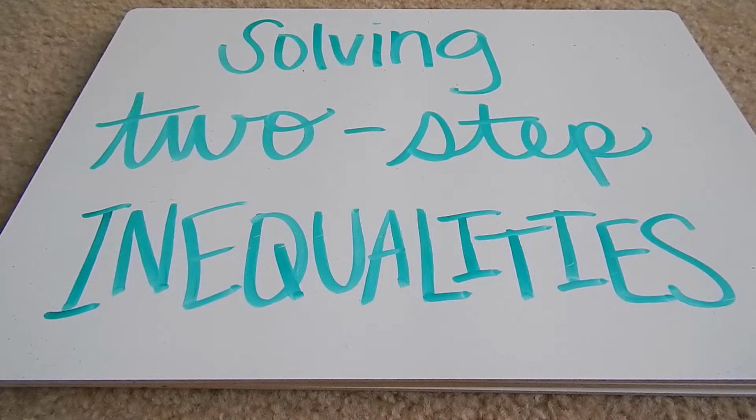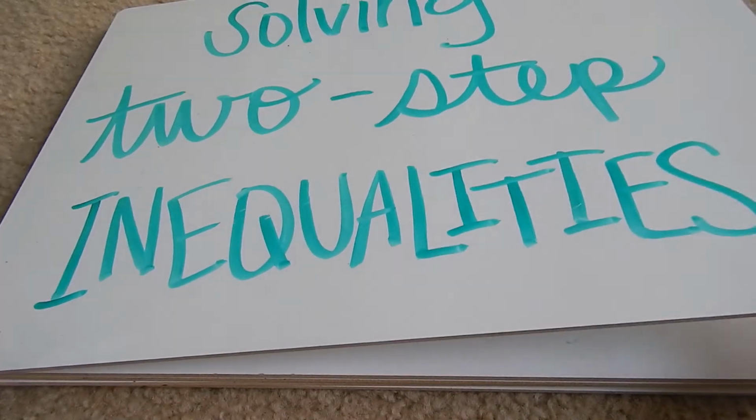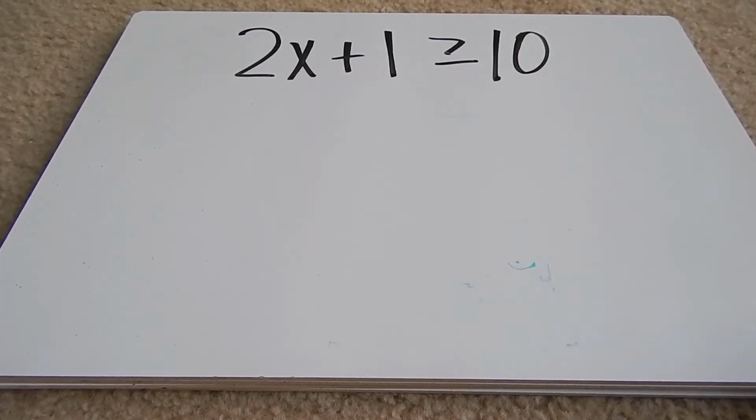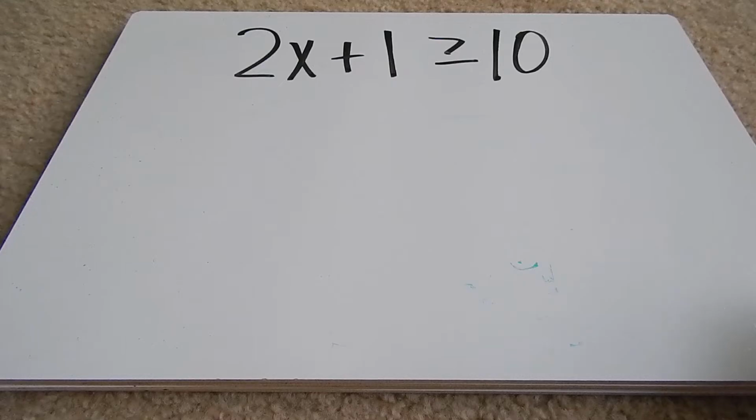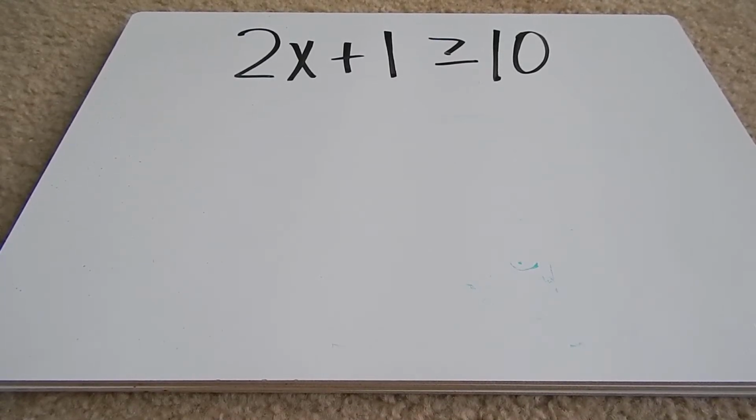Today's lesson is over solving two-step inequalities. Remember, an inequality has an inequality symbol: greater than, less than, greater than or equal to, or less than or equal to, instead of an equal sign. The only difference in solving two-step equations and solving two-step inequalities is the inequality symbol. And remember, if you multiply or divide by a negative number, you have to flip the symbol.